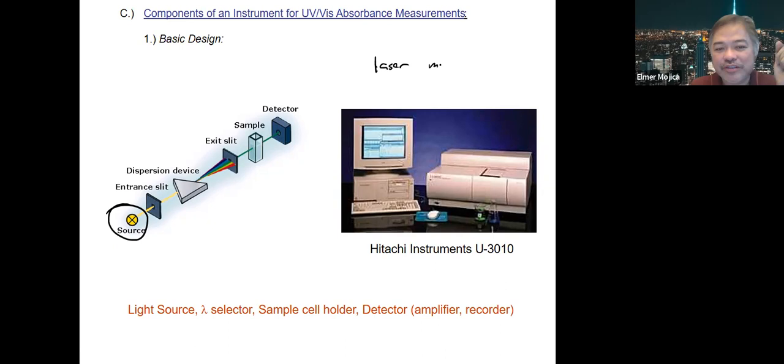Laser is what we call monochromatic. But most of the sources are what we call polychromatic. But if you have a laser, there's only one wavelength that you have there. Okay?